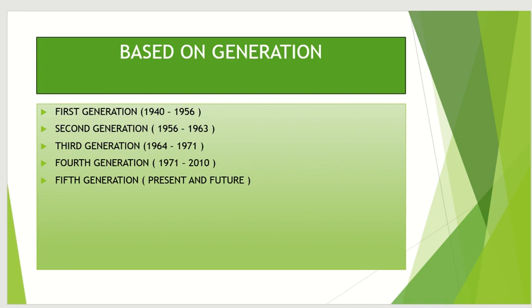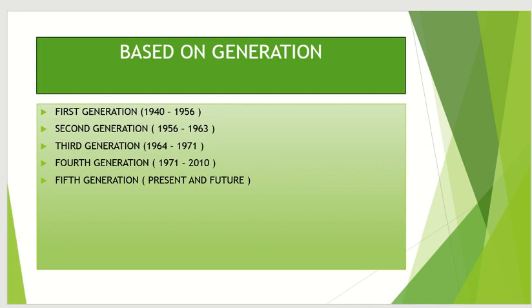The first generation computers used vacuum tubes as the main electronic component. During this generation, ENIAC, which means Electronic Numerical Integrator and Calculator, was developed by Professor J. Presper Eckert. It was used between 1940 and 1956. These computers were very large and occupied a lot of space. These computers were also difficult to operate.